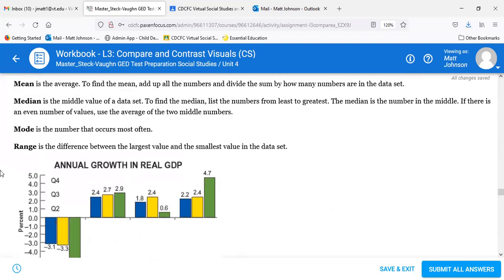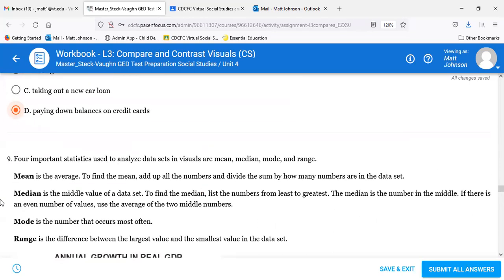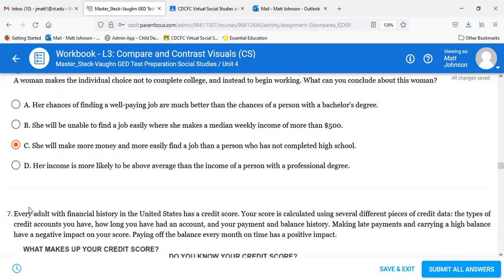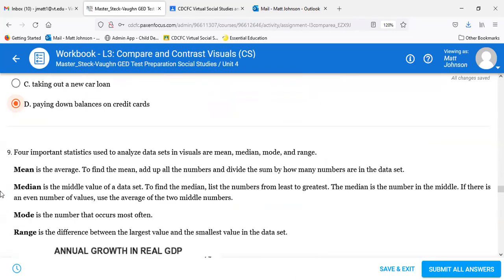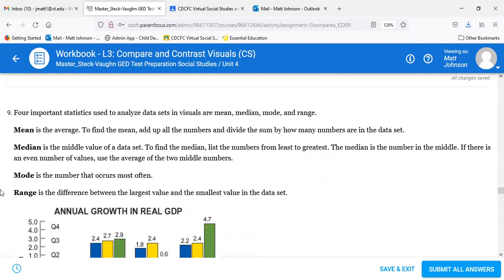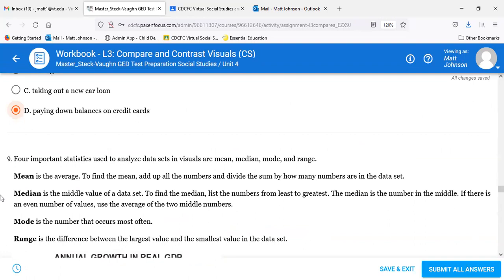And now some new information again. Four important statistics used to analyze data sets and visuals: mean, median, mode, and range. I'll make sure we get definitions of these in Google Classroom so you can reference them later. So mean is the average, right? We just talked about mean up here in our graph. Mean is an average when you put together a set of numbers. To find the mean, you add up all the numbers and divide the sum by how many numbers are in the data set.